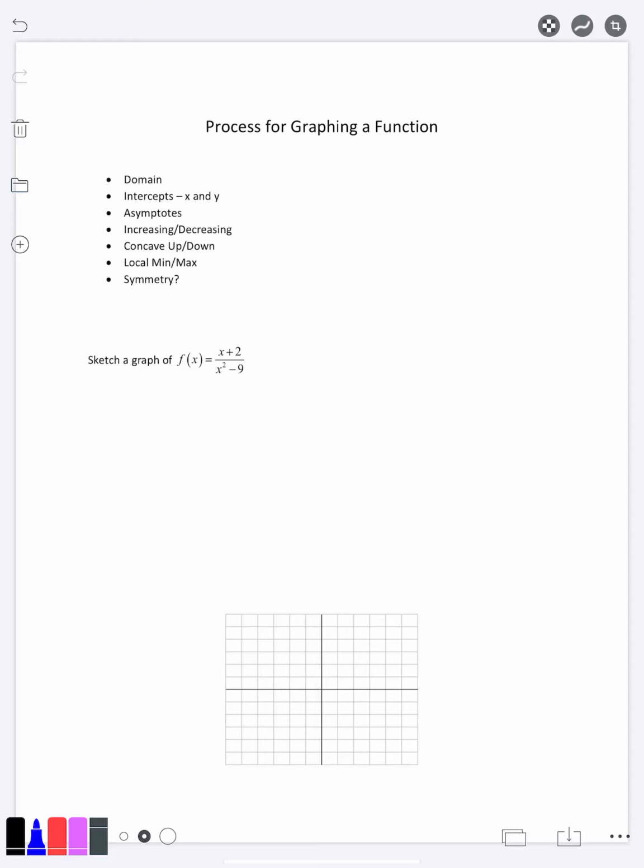In this video, we're going to take everything we've learned about derivatives and how they relate to functions in graphs in order to try to use that to draw a more accurate graph of a function.